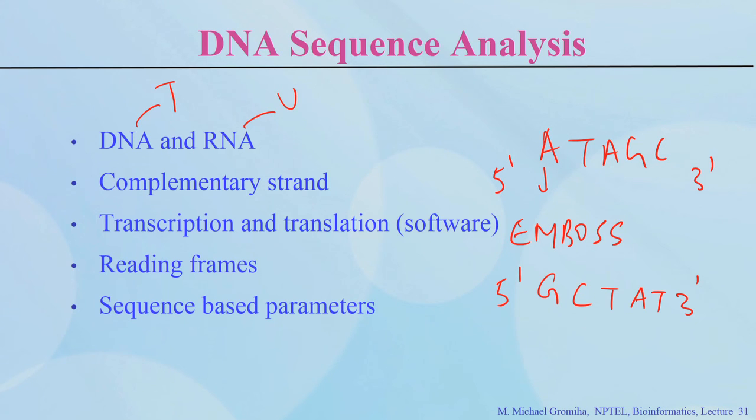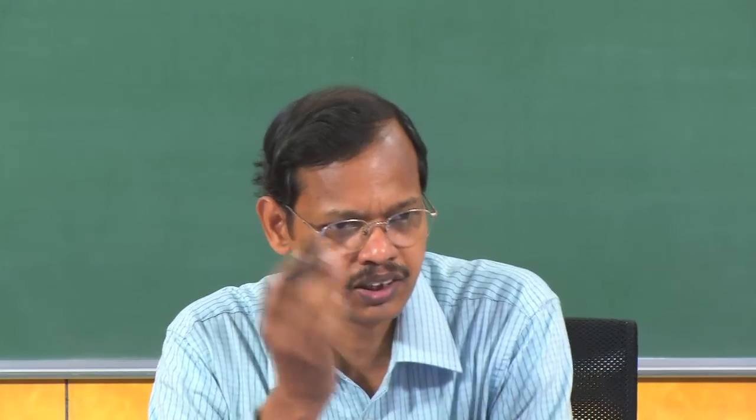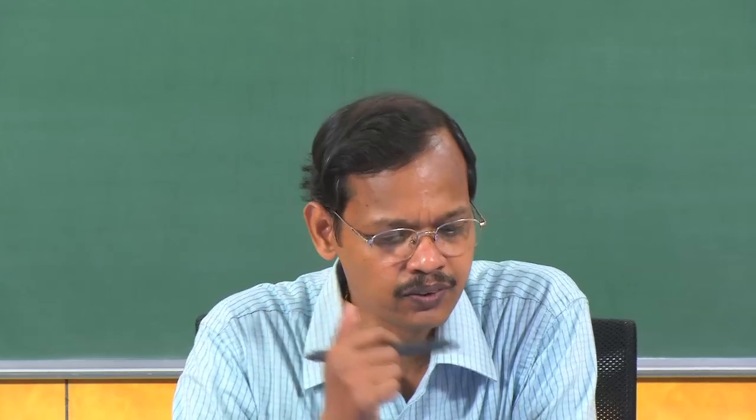Then we discussed reading frames. What are the different reading frames? Three for the forward and three for the backward. So, six reading frames. Then what are the various sequence based parameters we discussed? We can see the flexibility and the rigidity, the base pair preferences, the compositions, and various other aspects based on the DNA sequence. This DNA sequence is important to see these parameters to understand the various functions of these DNAs and how they interact with proteins.